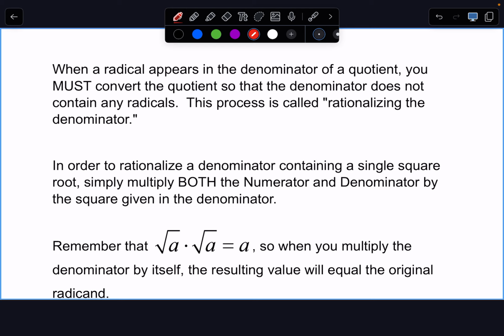Let's go. Guys, we're going to have situations sometimes where you have a radical in the denominator. That's unfortunately an illegal situation. You're not allowed to have radicals in the denominator. It just will not happen. You have to get rid of them. You have to convert them. This process is called rationalizing the denominator.